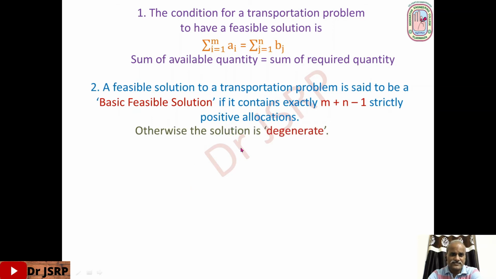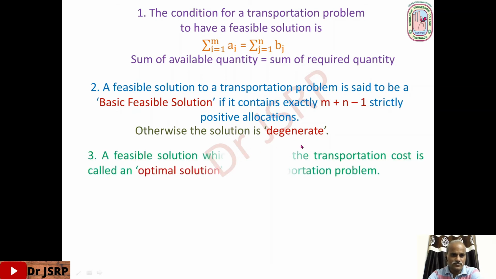Okay. Otherwise, the solution is degenerate. Otherwise means if there are less than m plus n minus 1 strictly positive allocations, then that solution is called a degenerate solution. A feasible solution which minimizes the transportation cost is called an optimal solution to the transportation problem.